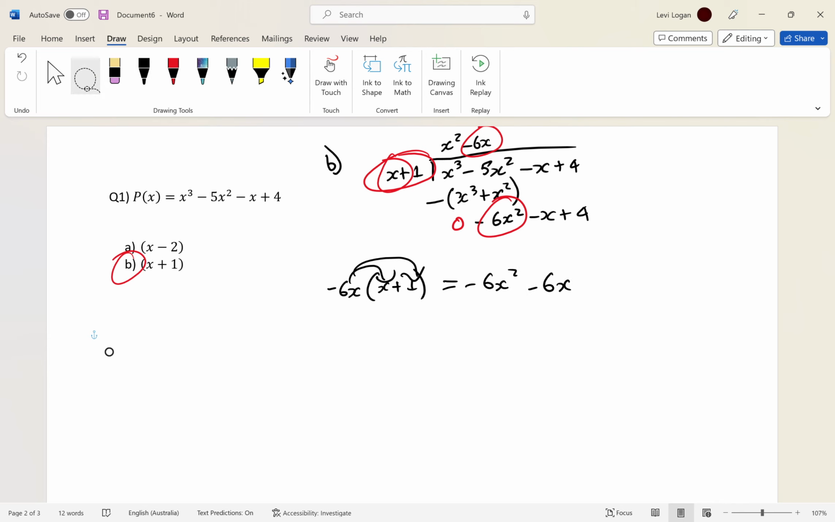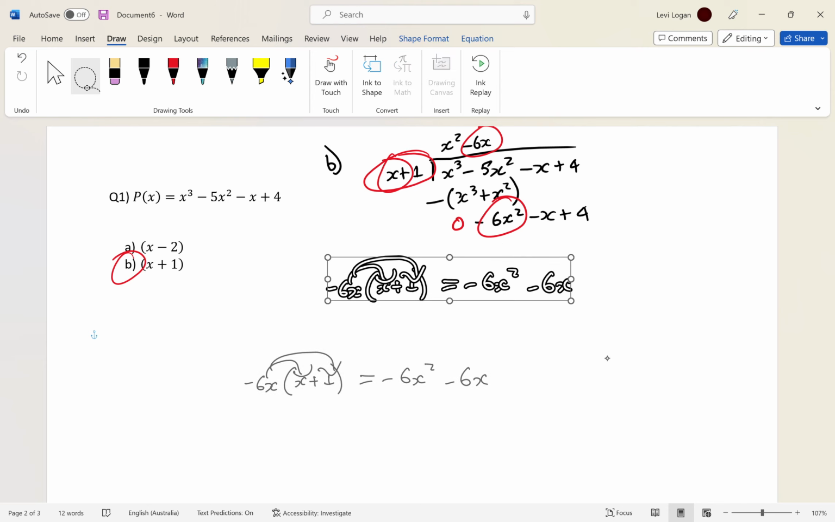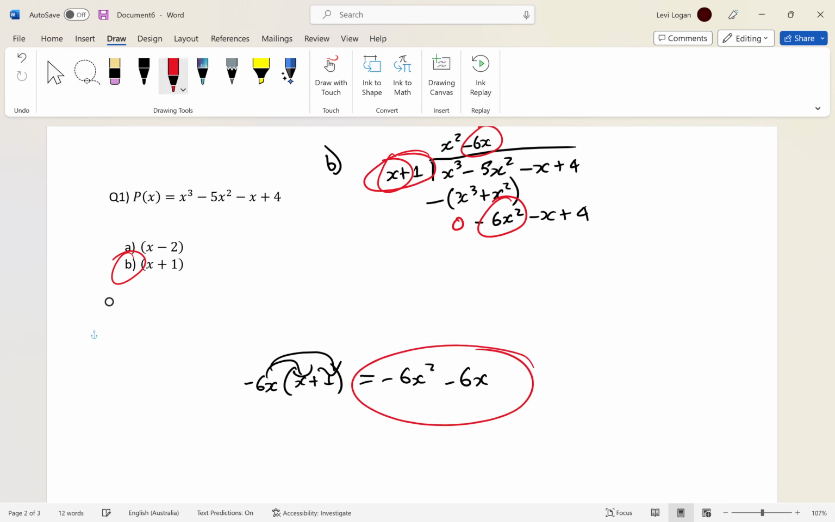And I'm going to move this out of the way. So whatever we have here, we're going to subtract it. We're going to put it here. So we're going to have negative 6x squared minus 6x, and you're going to put a negative sign here, right? So negative 6x squared minus negative 6x squared is going to be 0. And negative x minus negative 6x is going to be positive 5x, alright? And we're going to bring this plus 4 down here.